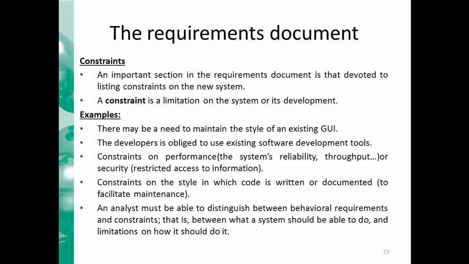Another component of the requirement document, which is a very important component, is the constraints. A constraint is a limitation on the system or its development. So the client may put some limitations on the development of the system. They may ask for some particular thing that needs to be followed. This constraint can be on the performance of the system. It can be on the environment of the system or in any aspect of the system. So we need to have a list of the constraints that need to be fulfilled.